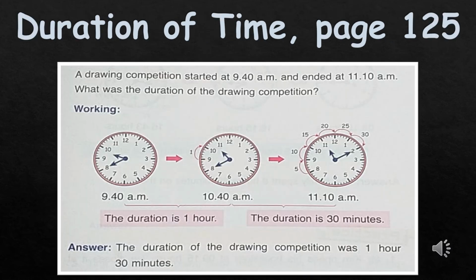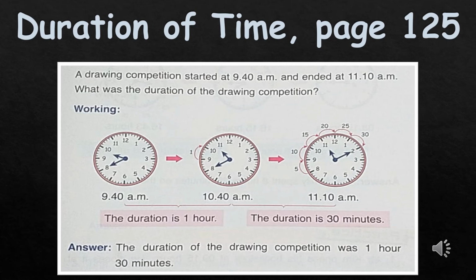Okay, durations of time. Let's look at page 125 and let's read the instructions. A drawing competition started at 9:40 a.m. and ended at 11:10 a.m. What was the duration of the drawing competition? So how much time did the drawing competition take? So it took from 9:40 till 11:10.